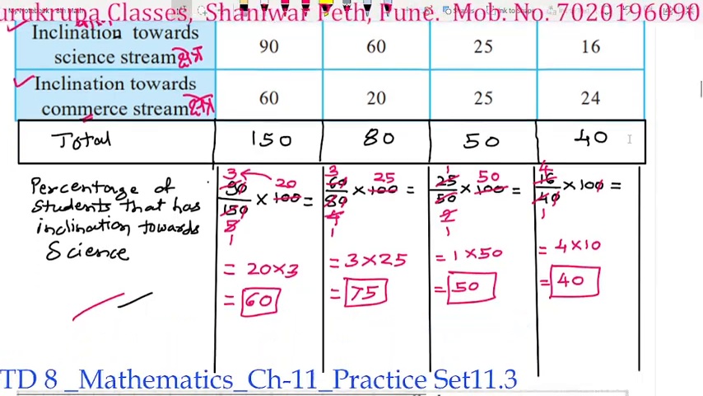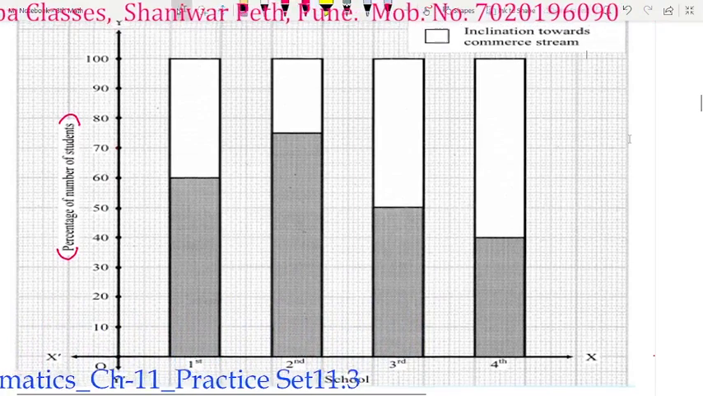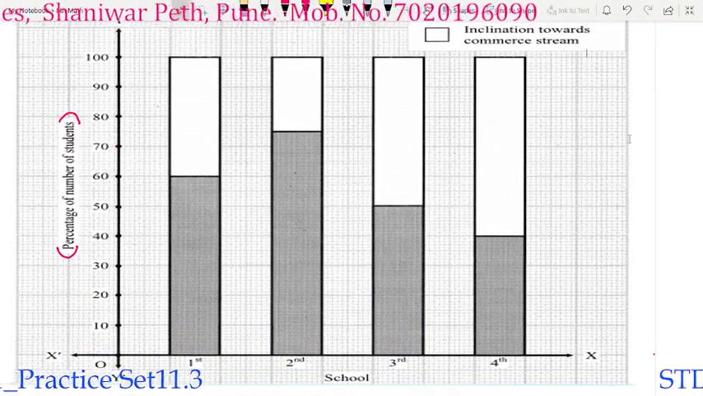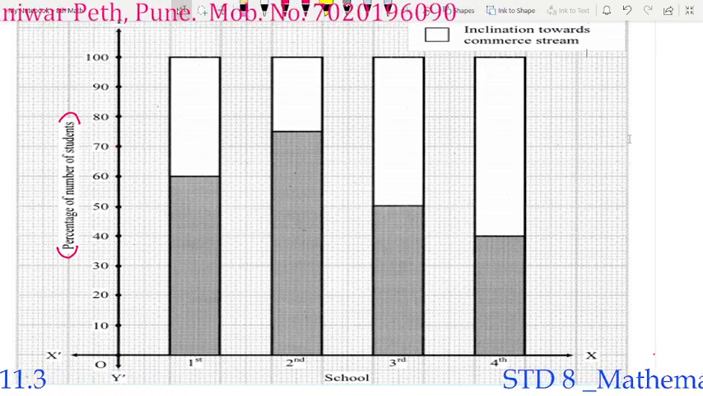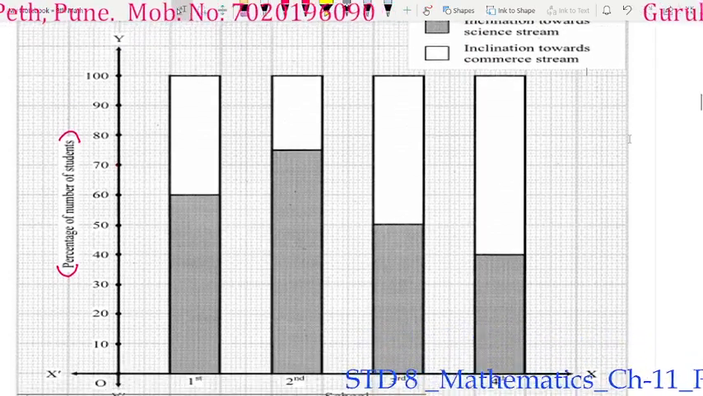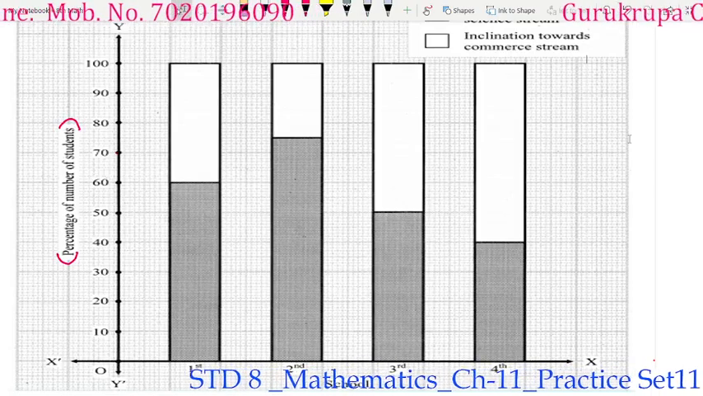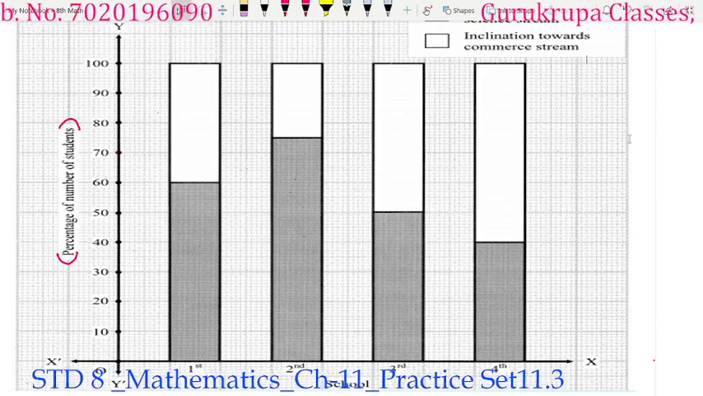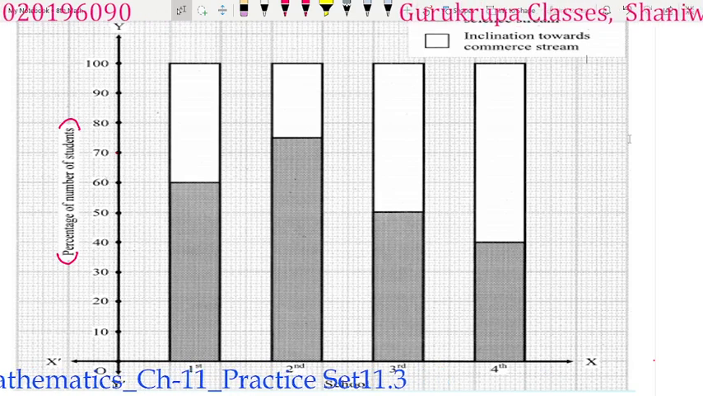As this is percentage bar graph, each bar has equal height of 100 units. So by taking graph paper, horizontal line is the x-axis, vertical line is the y-axis. On y-axis, we take the scale 1 centimeter is equal to 10% and write down the numbers 10, 20, 30, 40, 50, 60, 70, 80, 90, 100. And the distance between two consecutive bars is equal.